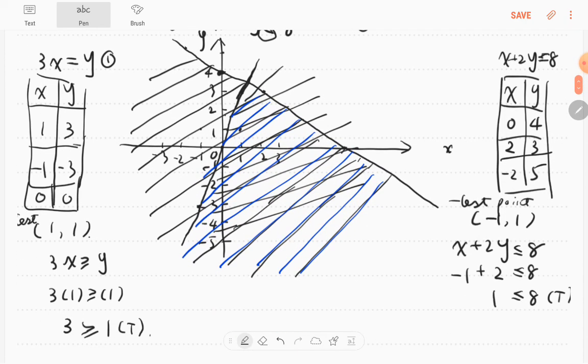So you will maybe have 2 questions like this in your test 4. This topic is also included in test 4.